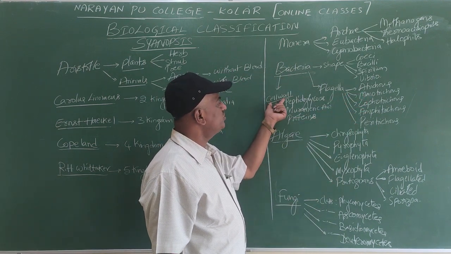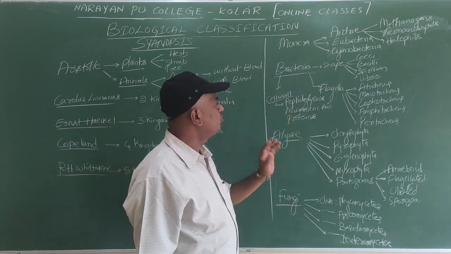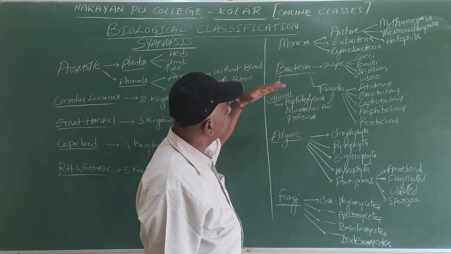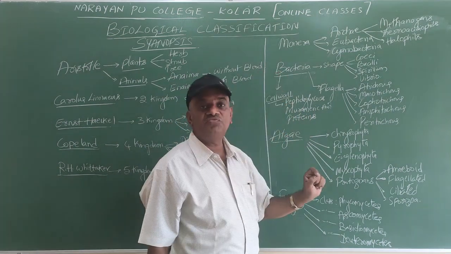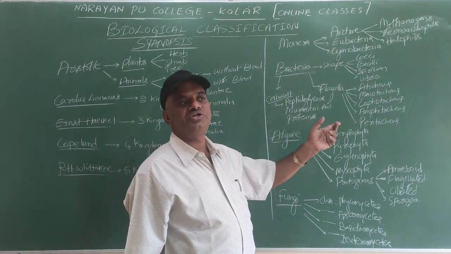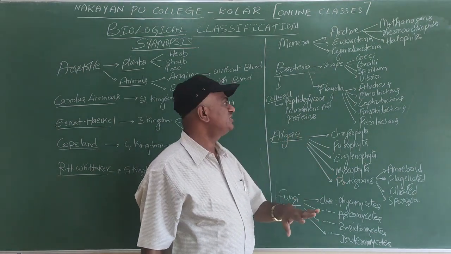Next, based on the cell wall, the bacterial cell wall has the presence of peptidoglycans, muramic acid and proteins. Again, based on the mode of nutrition, there are two types. Autotrophs, which can be photosynthetic or chemosynthetic. Heterotrophs, which are usually parasitic and saprophytic.